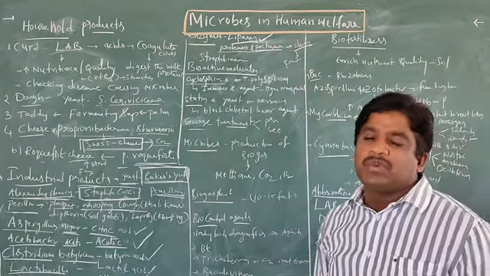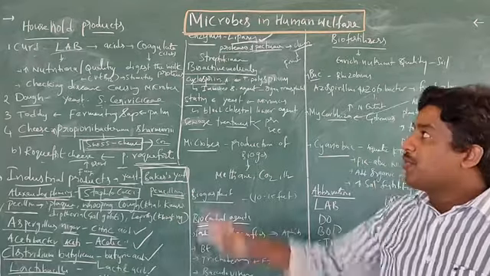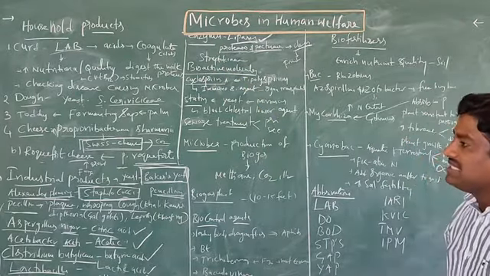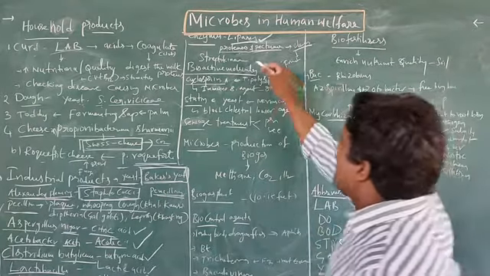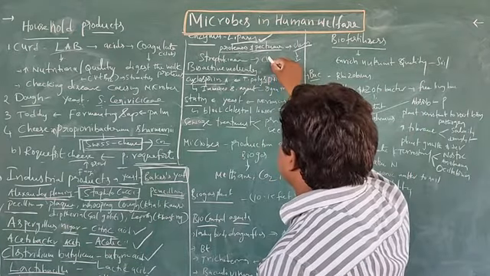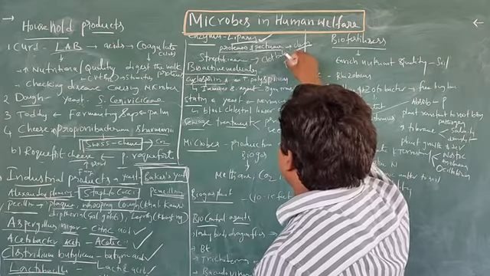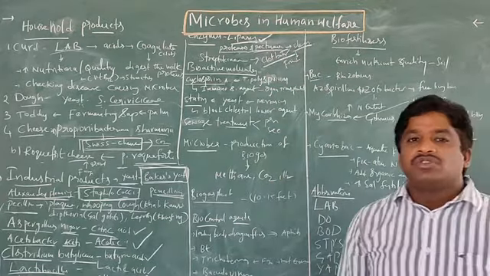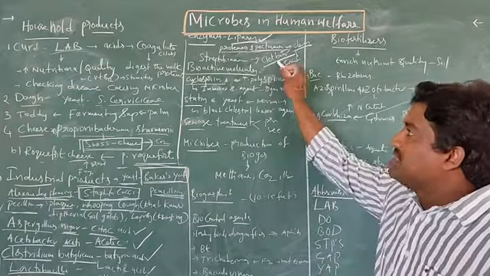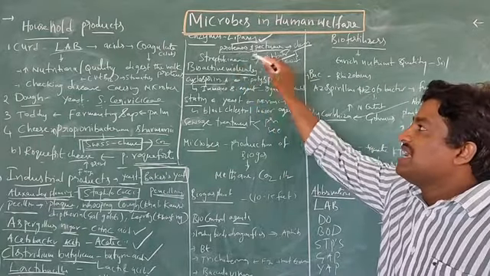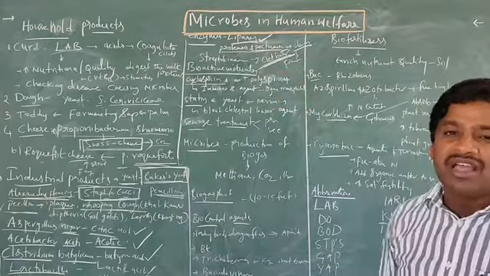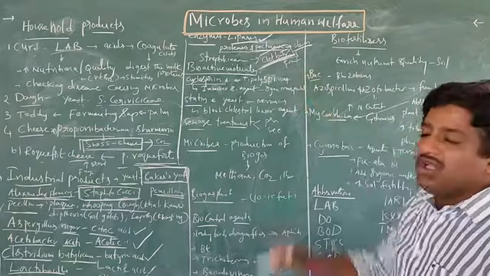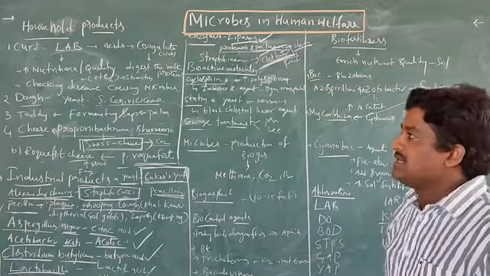Streptokinase is produced from the Streptococcus bacteria. It is mainly used as a clot buster. A person who has suffered a myocardial infarction can be given streptokinase. Its main function is to remove clots in the blood, so it is generally called a clot buster.